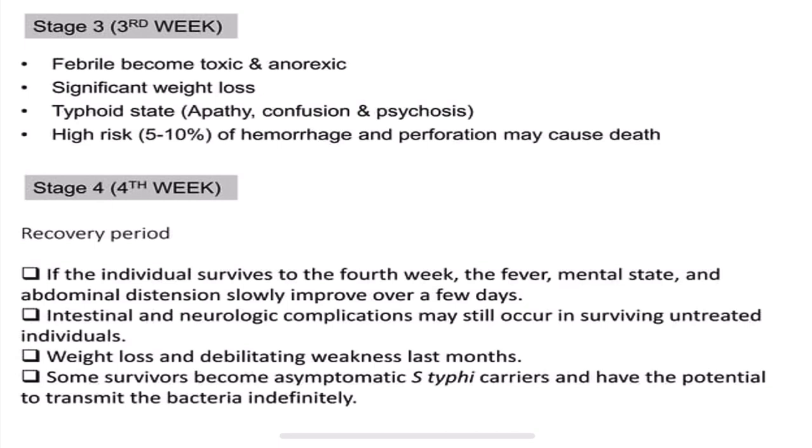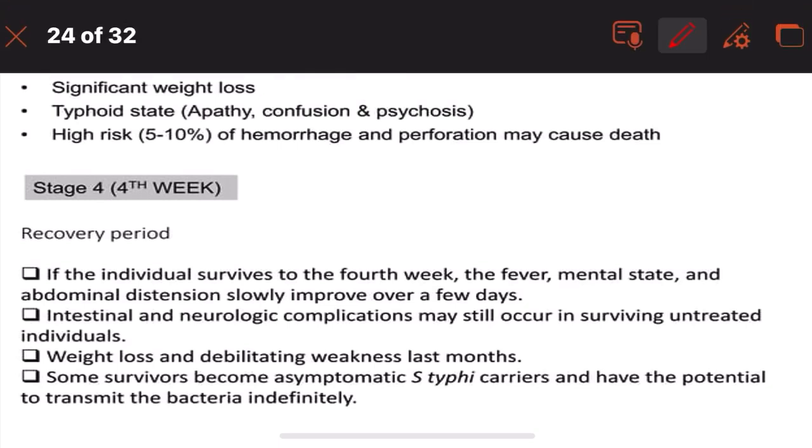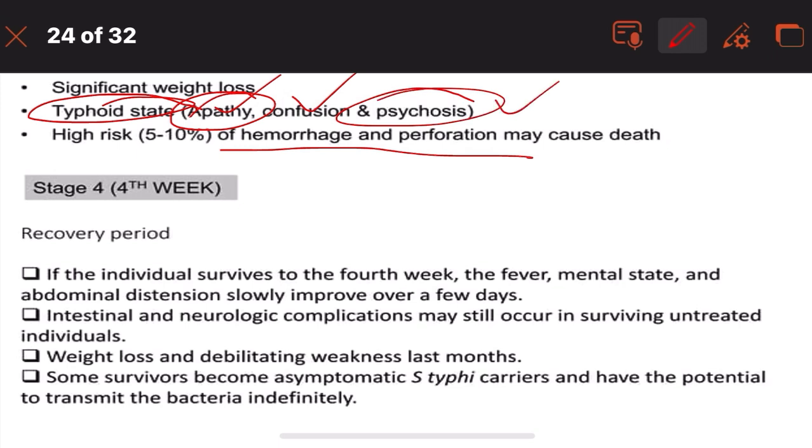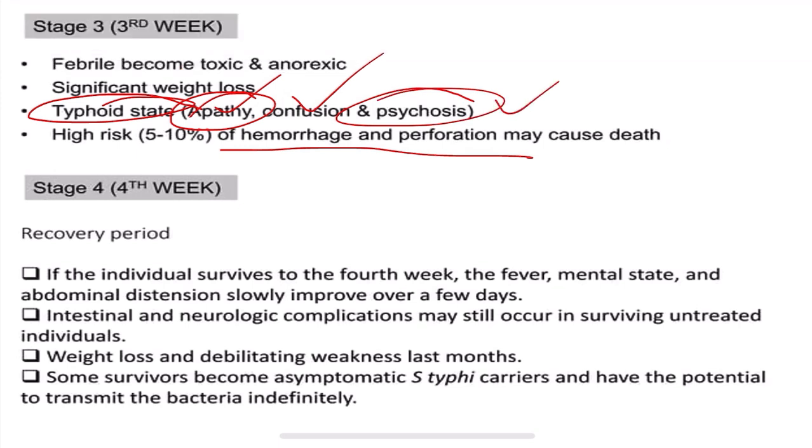Then we have stage 4, the fourth week. Is it clear? The third week, what is happening? There can be perforations of the intestines, hemorrhages, then apathy, a state of complete loss of feelings or emotions towards the external environment or people. There is a state of apathy, confusion, and psychotic state. And there is also weight loss, anorexia. Patients stop taking food or fluid.